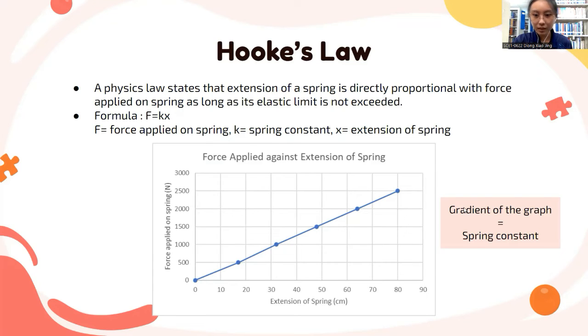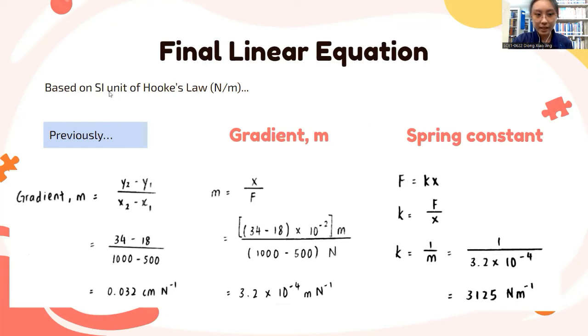In this graph, the gradient of the graph can be calculated, and the value of the gradient is the spring constant, which is K. Based on the SI unit of Hooke's law, which is Newton per meter, we can calculate the final linear equation, which is F = Kx. Previously, the gradient from the previous graph was 0.032 cm per Newton. To obtain meters, we must use this calculation, m = x over F. So we can calculate the answer, which is 3.2 × 10^-4 meter per Newton.